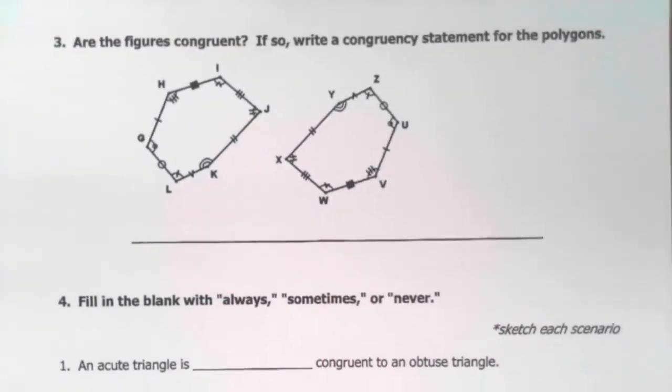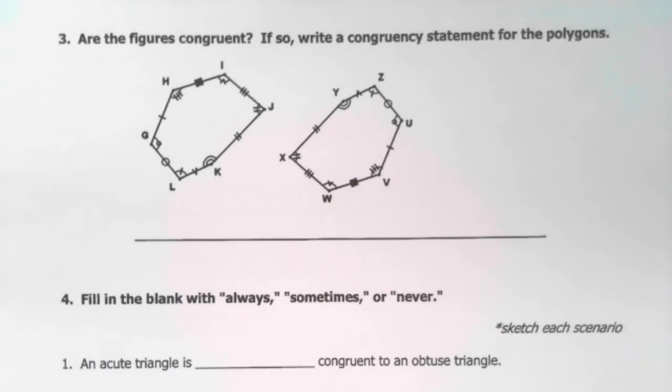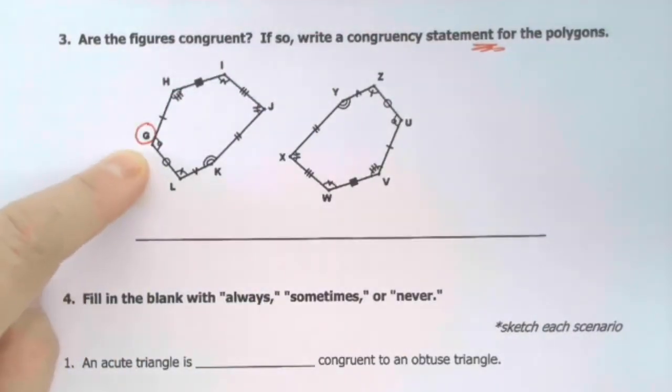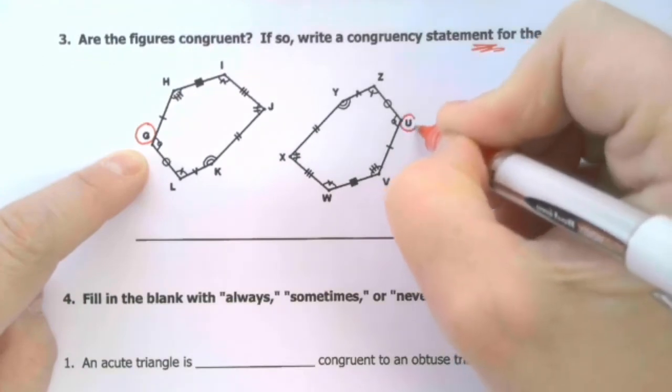All right, number 3, are the figures congruent? If so, write a congruency statement. Notice it's singular, statement for the polygons. Okay, so what I usually do is start with one that's really obvious, like this one, the bubble and the bubble, and that would correspond to you, bubble and a bubble.